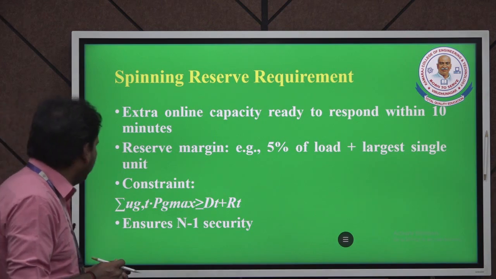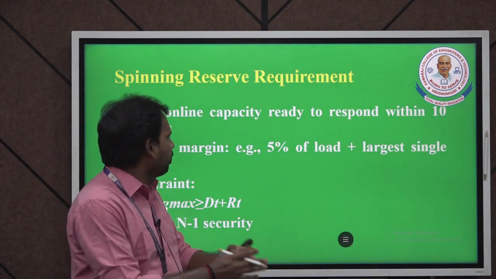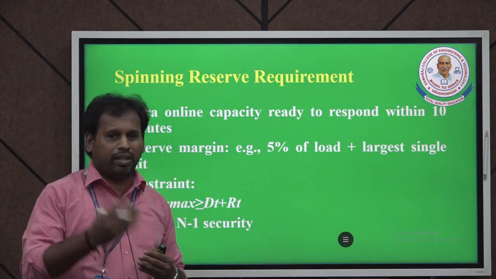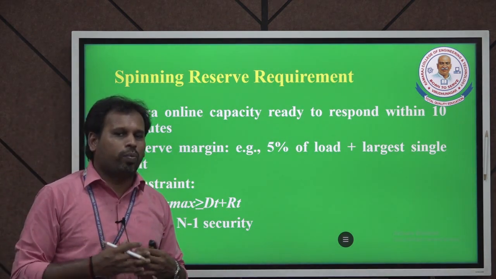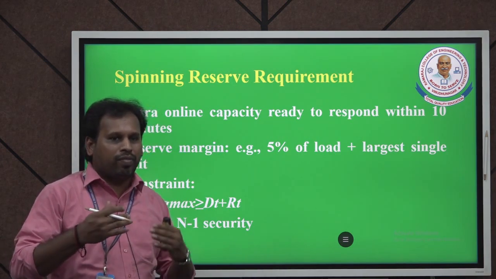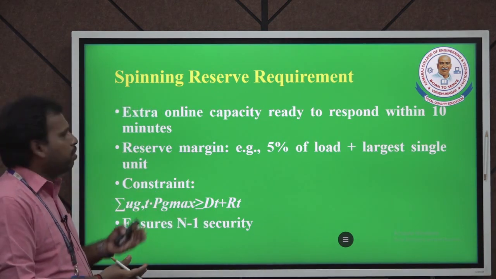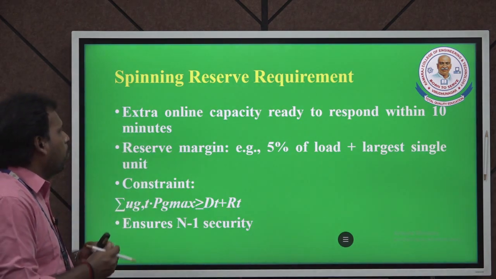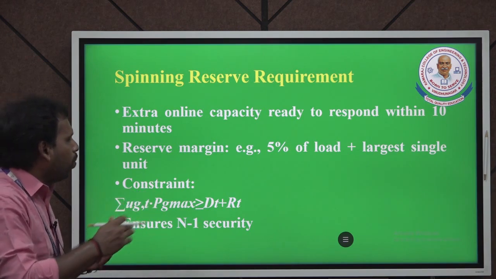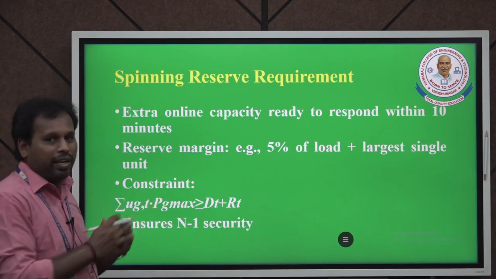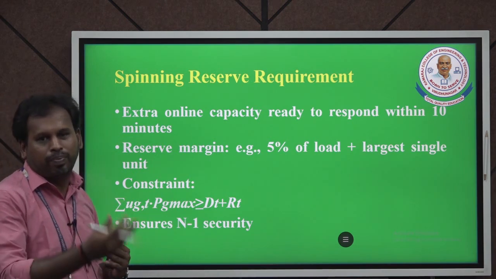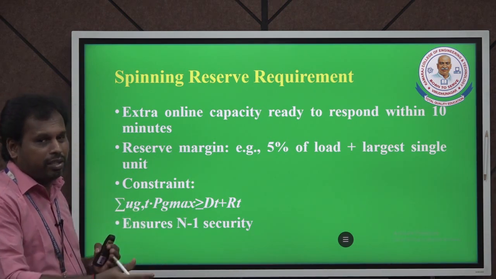Spinning reserve requirement means extra online capacity ready to respond within 10 minutes. If the load increases beyond the power we have generated, we need extra power, which we can supply from spinning reserve. Reserve margin is 5% of load or the largest single unit. We can fix this ratio so that we can turn on immediately and satisfy the demand.